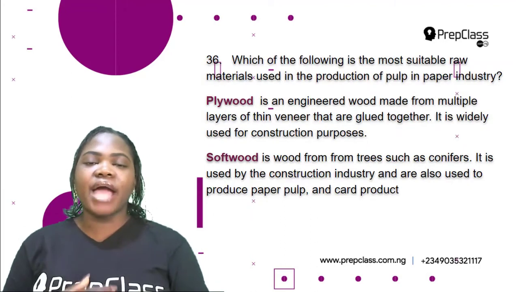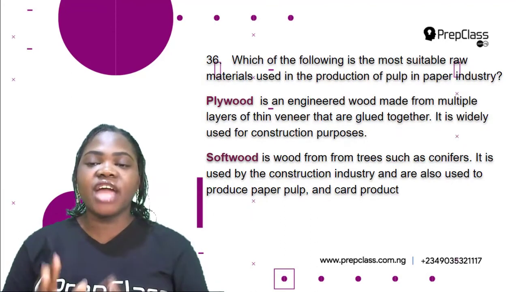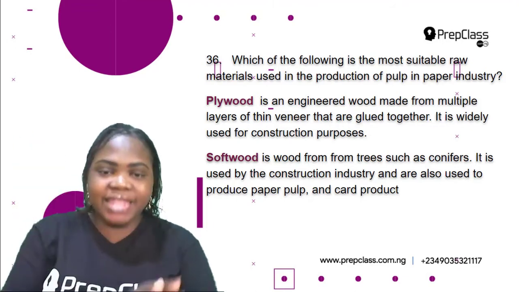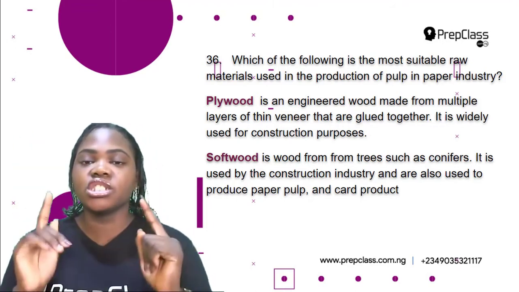All right, so what about plywood? Plywood is an engineered wood that is made from multiple layers of thin veneer that are glued together. It is widely used for construction purposes.